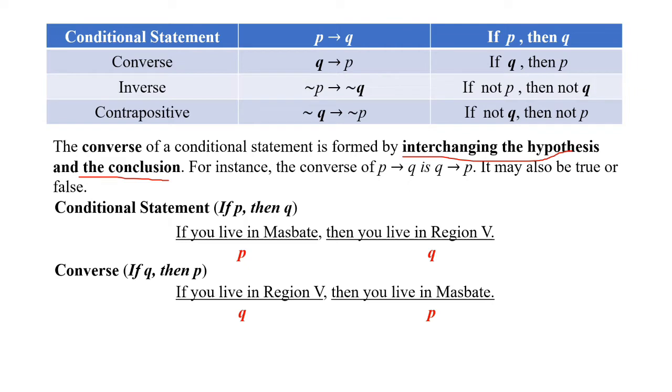So we have to check if the conditional statement is true or false. If you live in Masbate, then you live in region 5. Of course, this is true. How about the converse? If you live in region 5, then you live in Masbate. This statement is false because Legazpi is also part of region 5, not just Masbate. So in this case, the conditional is true, but the converse is false.